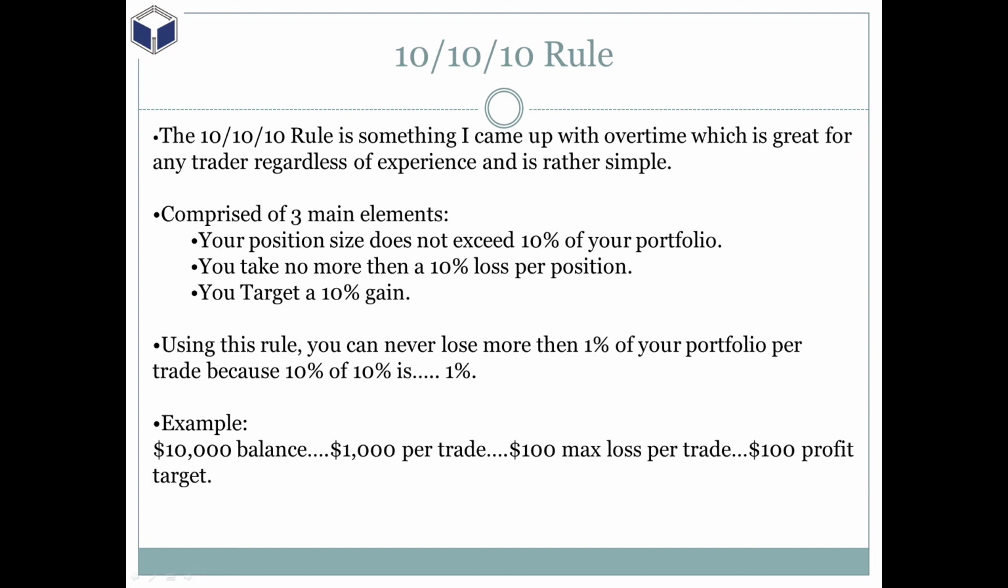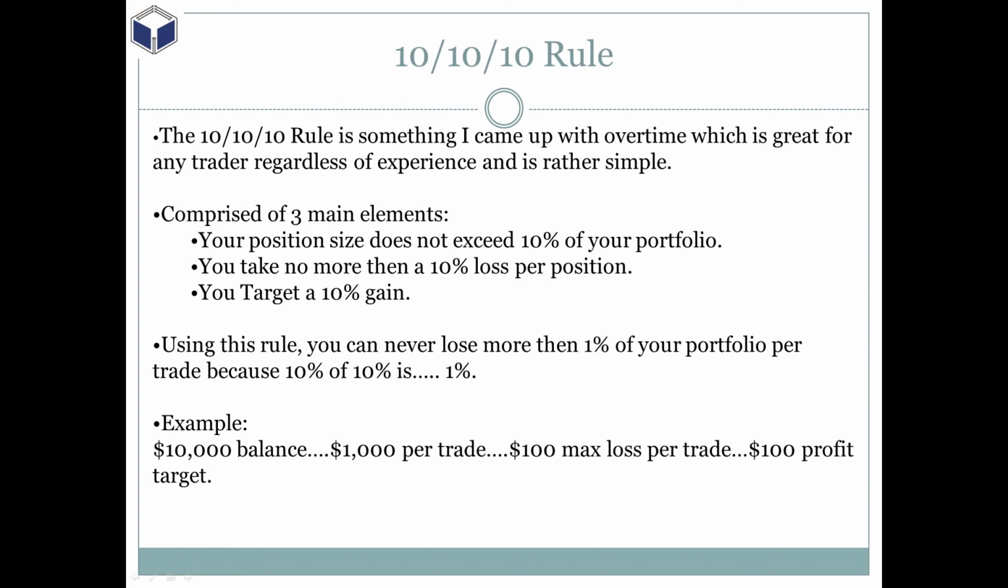Basically, it's comprised of these three main elements. Your position size does not exceed 10% of your portfolio. So on a $10,000 portfolio, you would not exceed $1,000 per trade. You take no more than a 10% loss per position. This is all going to be based off of a $10,000 portfolio, so you would cut loss at $100. You target a 10% gain, so you take profit at $100.